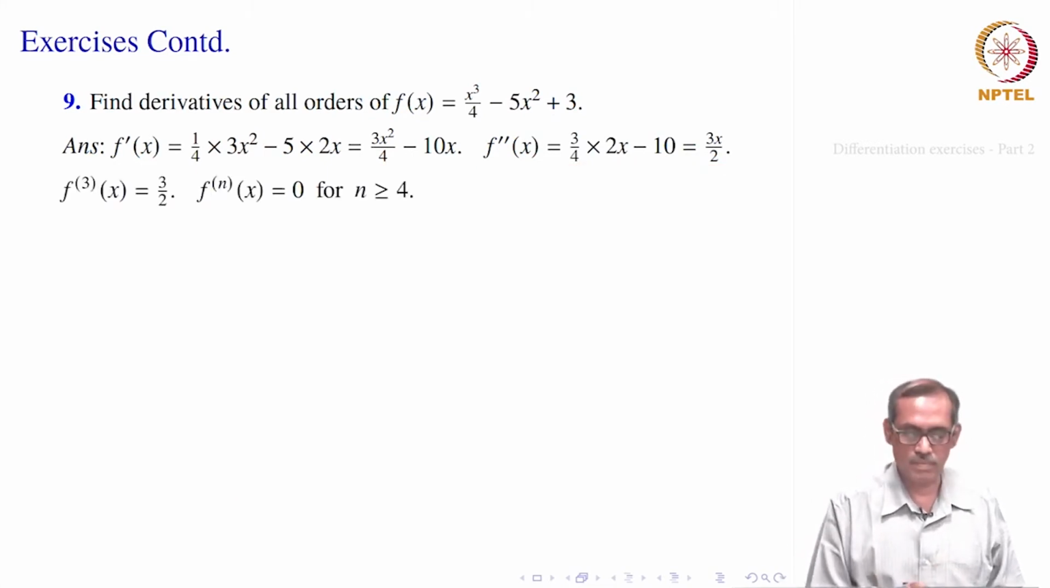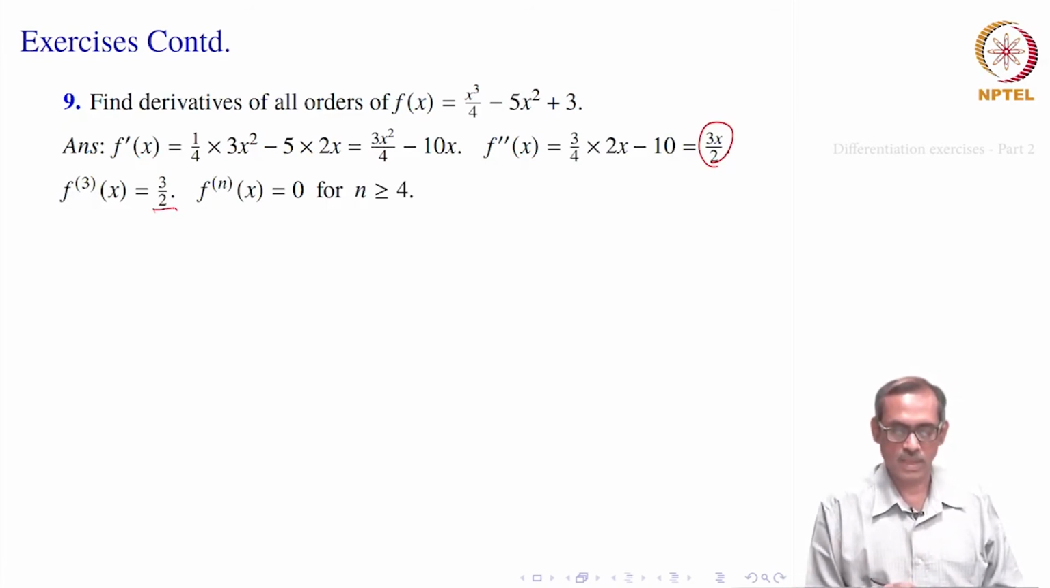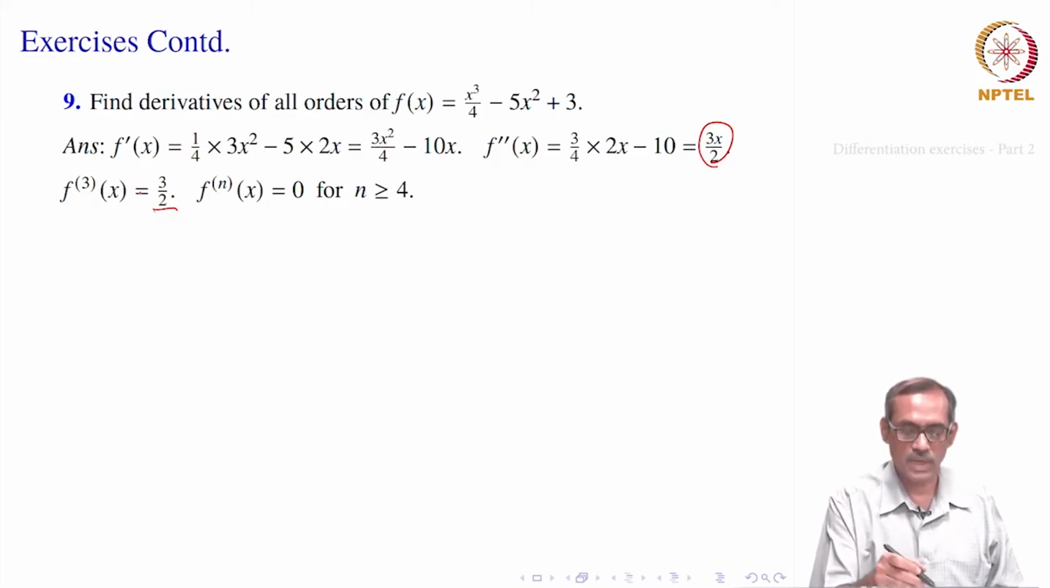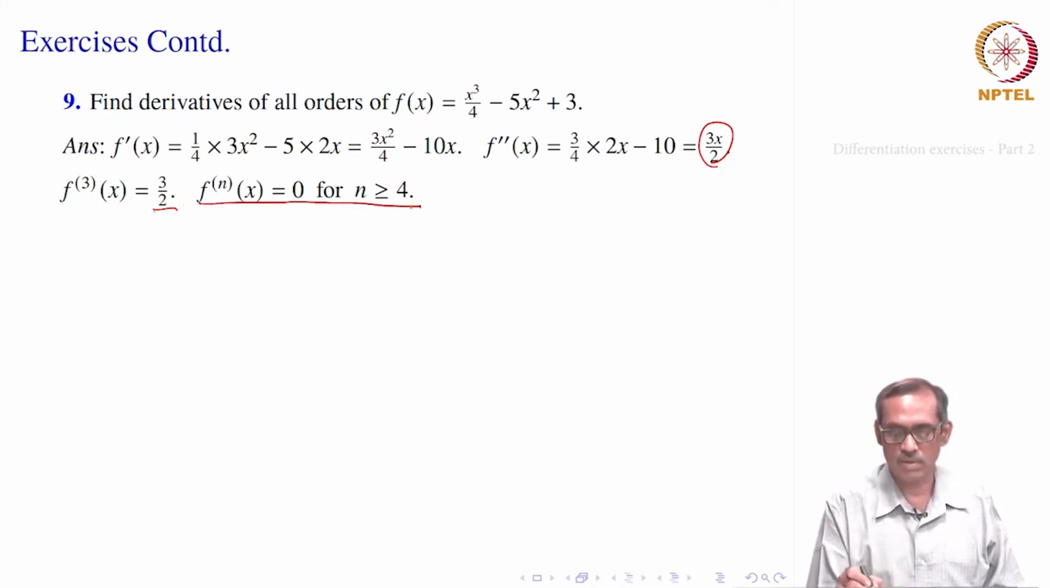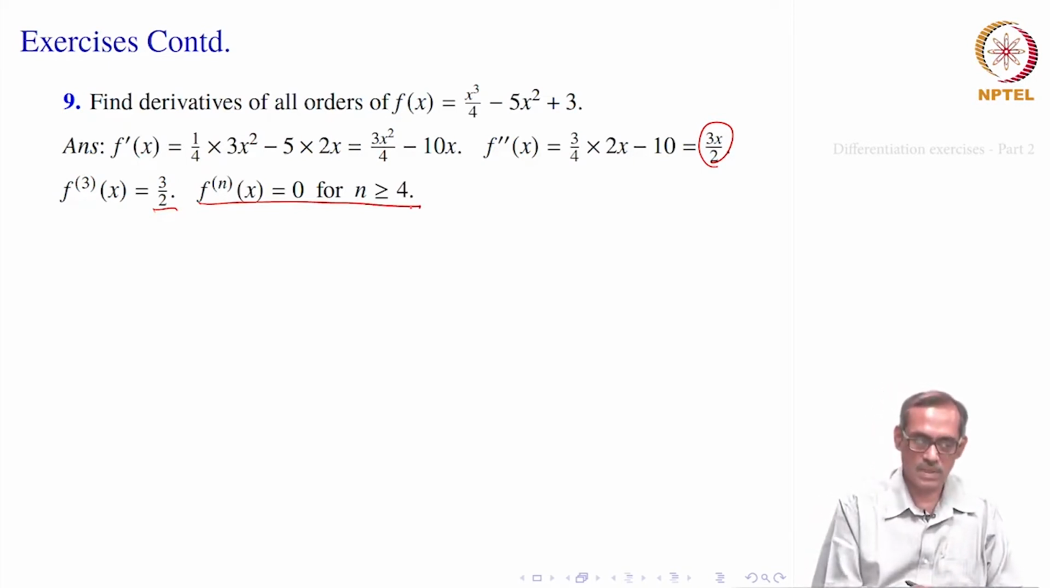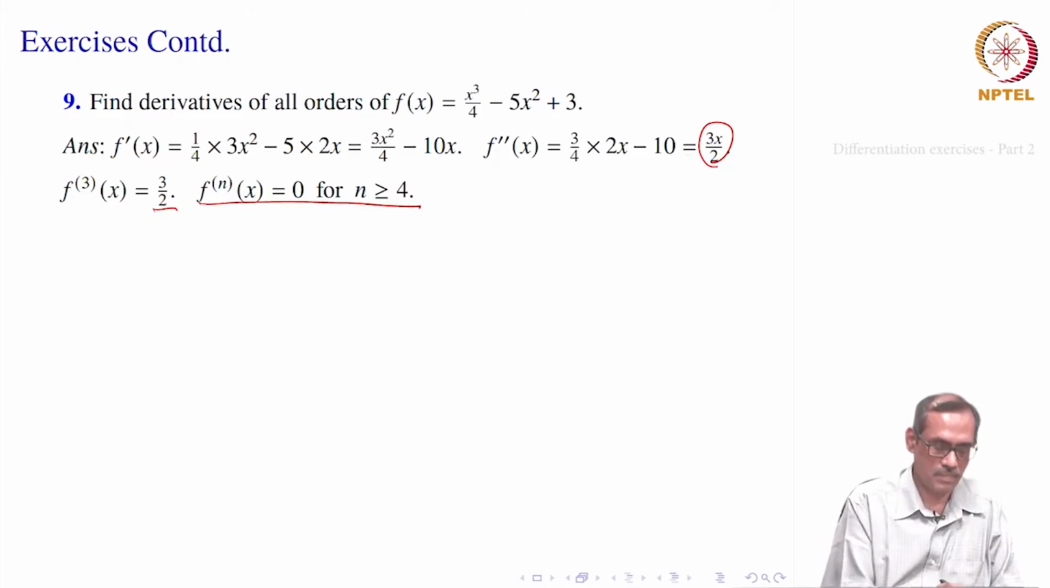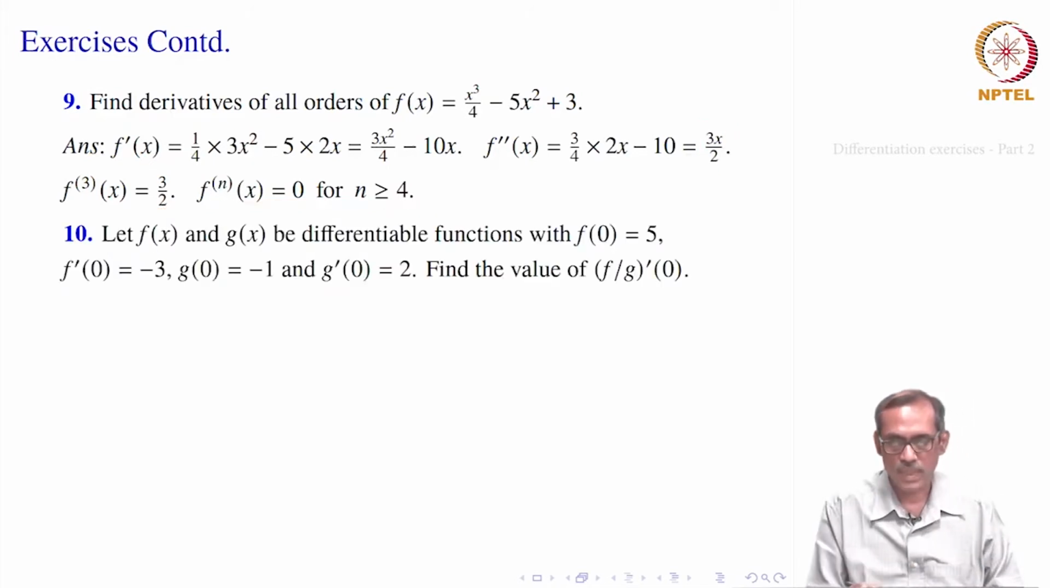Now, when you go to the third derivative, derivative of 3x by 2 is just 3 by 2. And then when you take the fourth derivative, that will be the derivative of a constant, which is 0. Fifth derivative will be 0 again. So, everything else will be 0. F n x equal to 0 for n greater than or equal to 4. That is what we expected from the polynomial, since it is a polynomial. We go to the next problem.